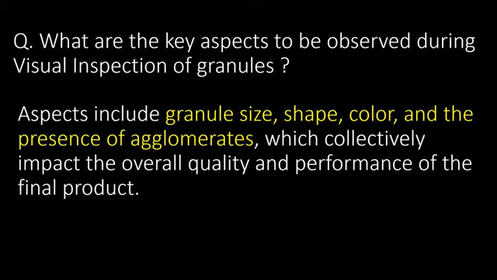What are the key aspects to be observed during visual inspection of granules? Aspects include granule size, shape, color, and the presence of agglomerates, which collectively impact the overall quality and performance of the final product.